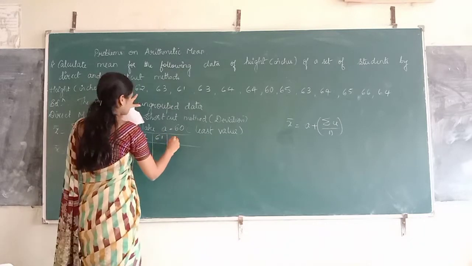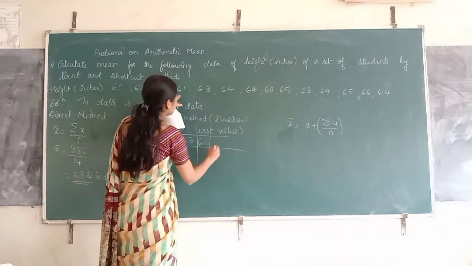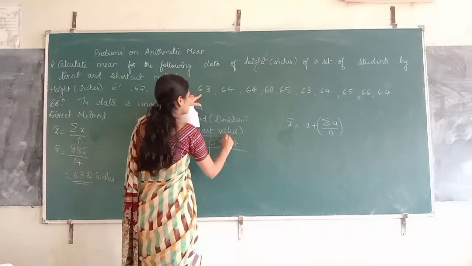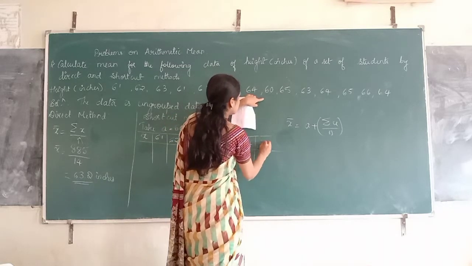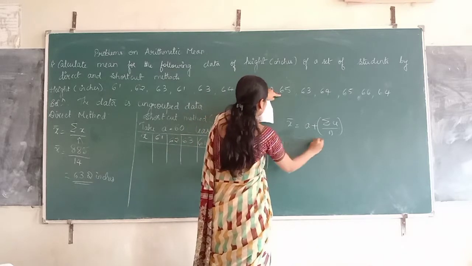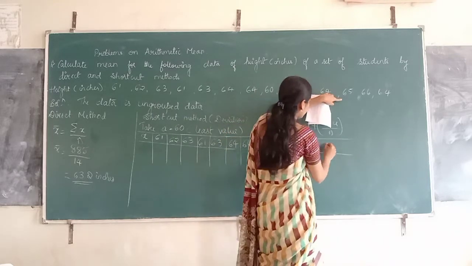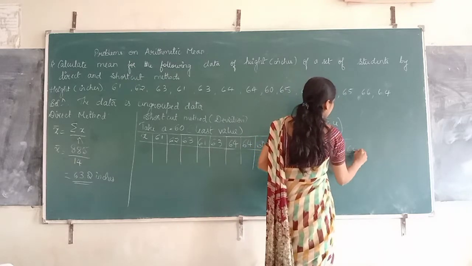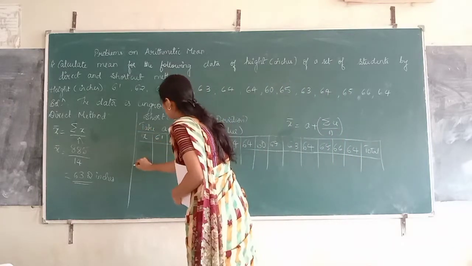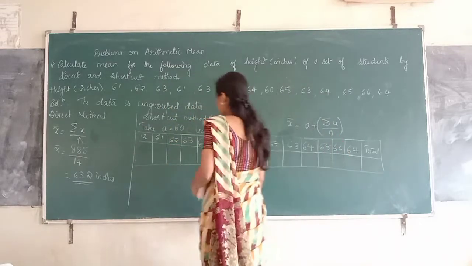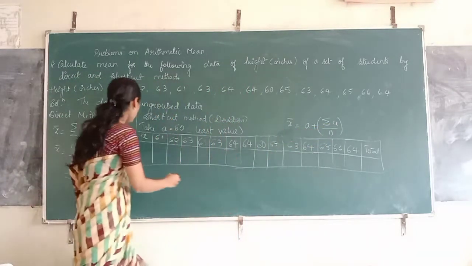Next 62, 63, next again 61, 63, 64, next 64, 60, 65, then 63, 64, 65, 66 and 64. Last we are going to write the total. So these are the observations provided to us in the question. So now after writing x, now we are going to calculate u because in the formula we need the value of u. So next column, next row will be u.